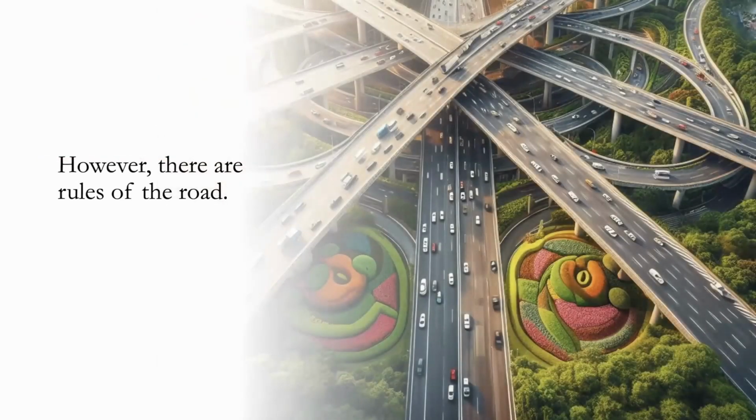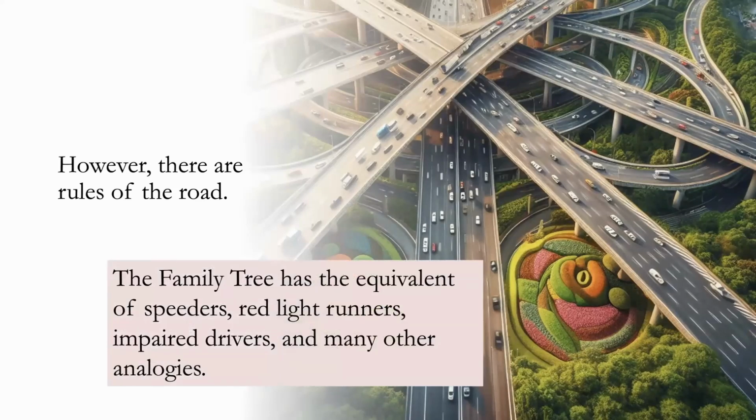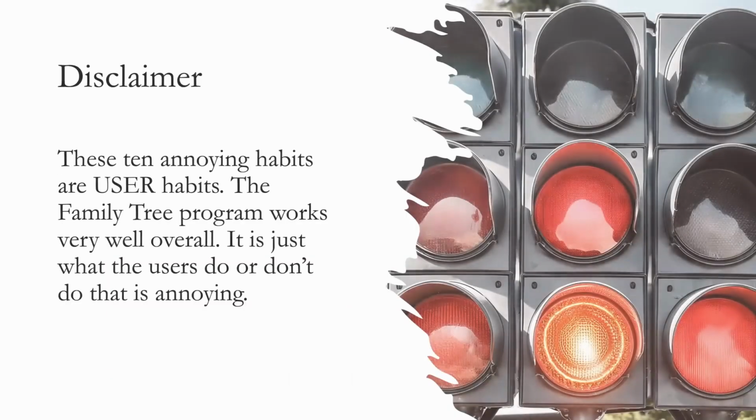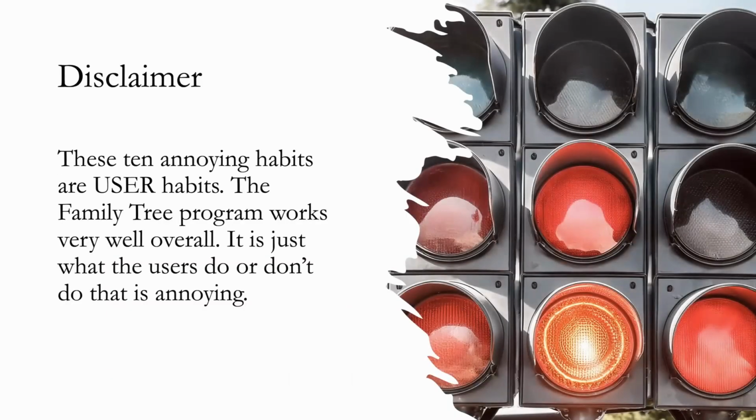And there's another thing. The family tree is user friendly in the way that you can get in and start doing things quickly. But there are some rules of the road, and we have the equivalent of speeders, red light runners, impaired drivers, and many other analogies when we talk about how the family tree operates. So we have to understand that not everybody on the family tree is observing the speed limit and trying to keep everything under control. And this is my disclaimer.